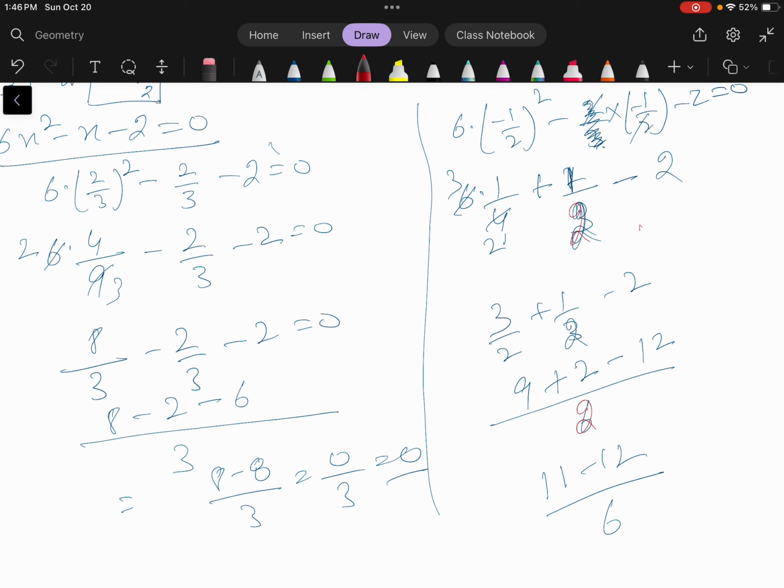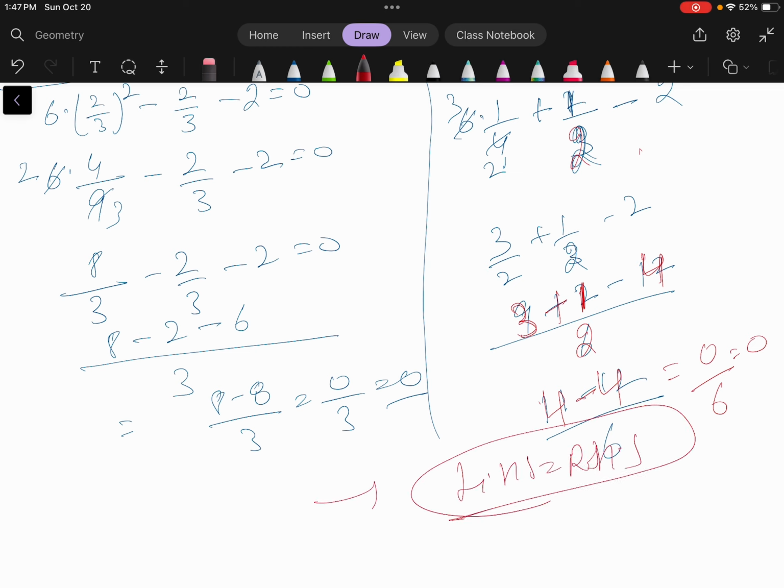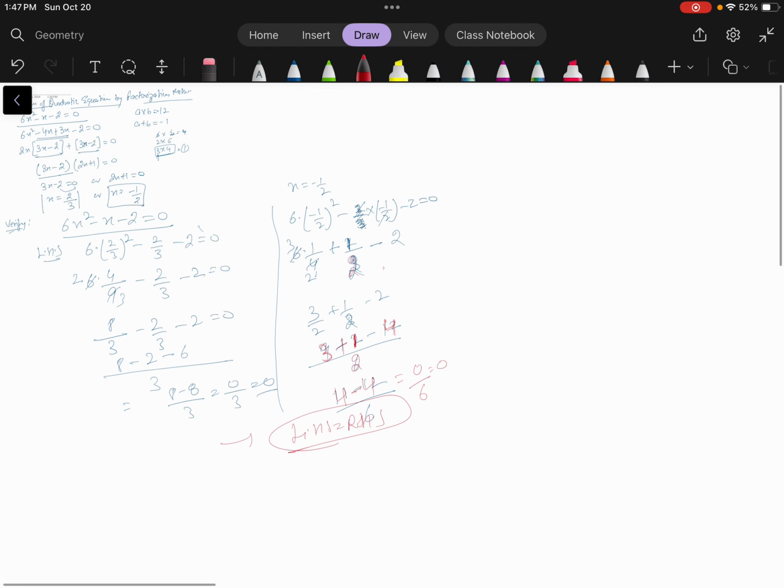So the LCM will come over here. This is equal to 4 and this is equal to 3. 3 plus 1 will be here, so this is equal to 4 minus 4. So you will get 0 by 6, so this remainder is equal to 0. So we proved that the left hand side is equal to the right hand side. Hence it is proved that these are the roots of the equation. One root of the equation is this value and another root of the equation is this value. So we proved this. Got it?